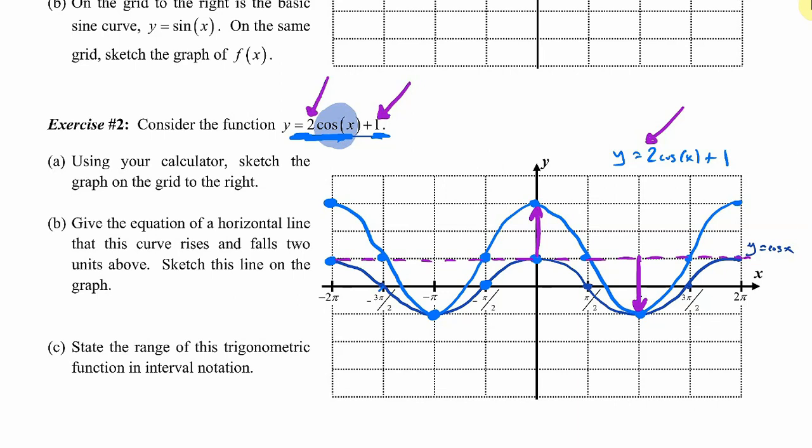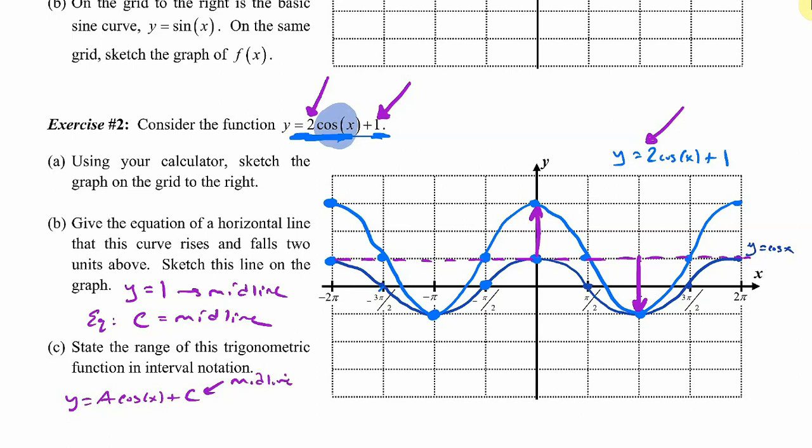Give the equation of the horizontal line that this curve rises and falls 2 units above and below. That's our midline. The equation of that line is y equals 1. That's our midline, and in the equation, that's C. C is our midline when we write y equals A cosine of x plus C. And the absolute value of A is the amplitude, how far up and down we go, and whether it's right side up or upside down.